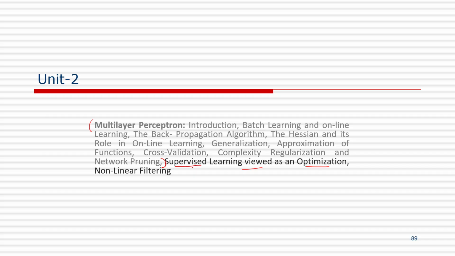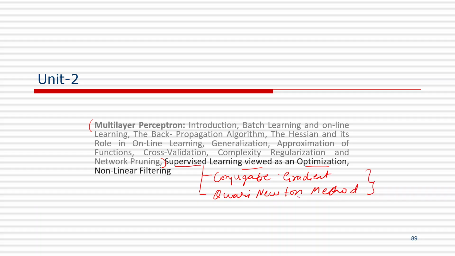Today we'll look at some basic introduction to supervised learning viewed as an optimization. I'll not be able to complete it; in the next class I'll complete it. Under this one we will be looking at two optimization algorithms, that is the conjugate gradient method and the quasi-Newton method. This is the objective of this topic. We have to learn these two optimization methods.